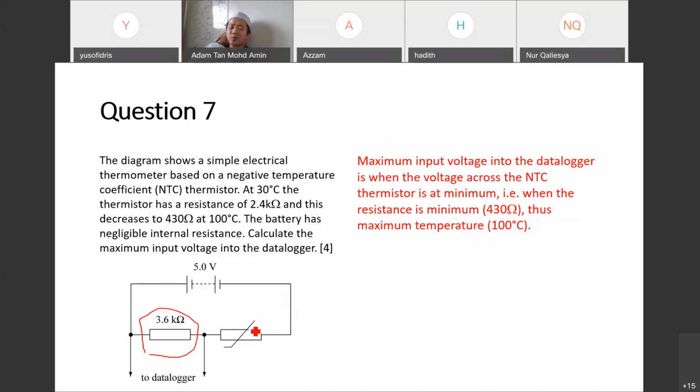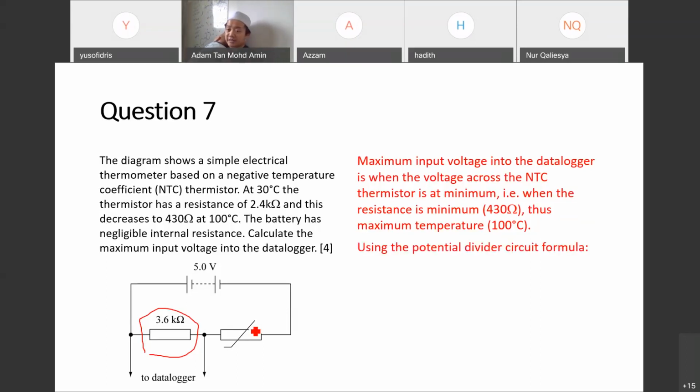Jangan terpengaruh pula 2.4 kilo. Kita ingat kan, kalau baca cepat-cepat, oh ni 2.4 ohm saja, sikit kan. Tapi sebenarnya dia 2400 ohms. Dia agak cheeky juga kan soalan ni kan. Dia cuba nak trick kita kan, 2.4 dengan 430. Kita dah tahu dah ambil sikit, kita terambil 2.4. Tersilap lah. Siapa yang tak convert kilo tu 1000.